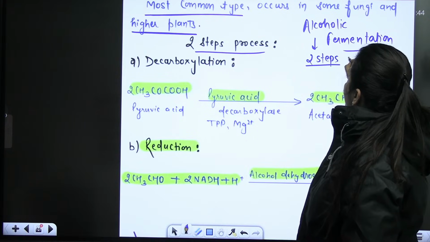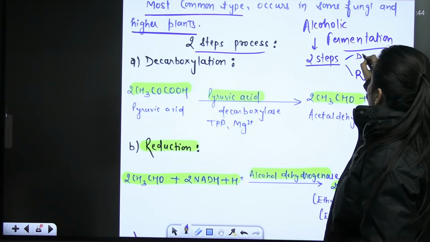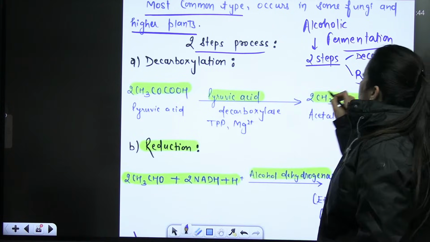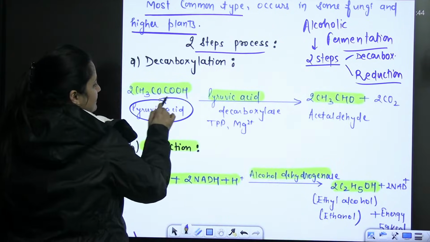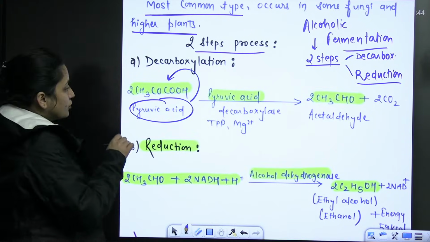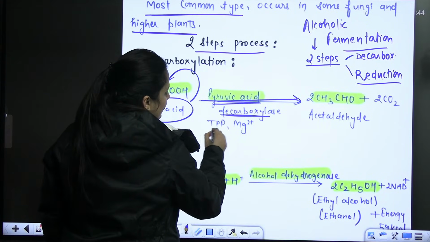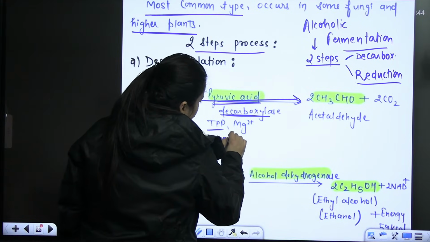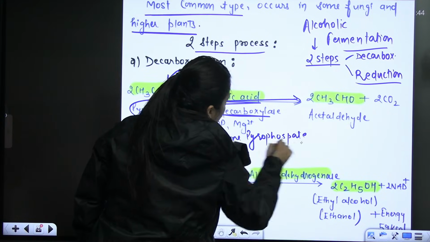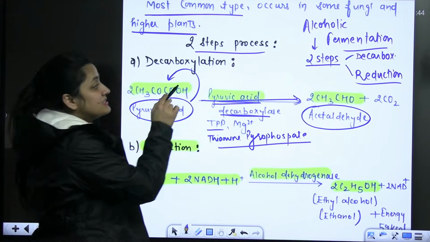Remember it with the help of a trick: DR. You want to be the doctor, so it will be DR. D stands for decarboxylation, R stands for reduction. Pyruvic acid, 2CH3COCOOH, is acted on by the enzyme pyruvic acid decarboxylase, with TPP (thiamine pyrophosphate) and magnesium ions, and you will get acetaldehyde. So the first step is decarboxylation.